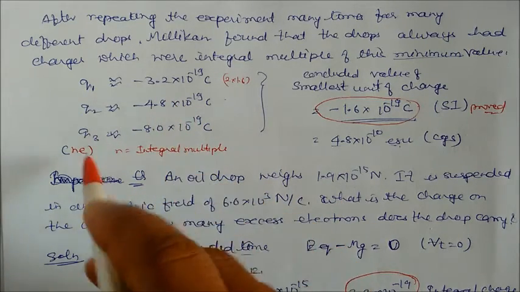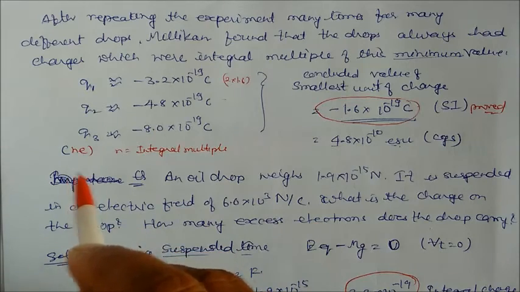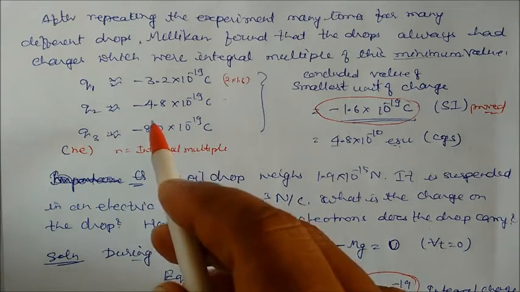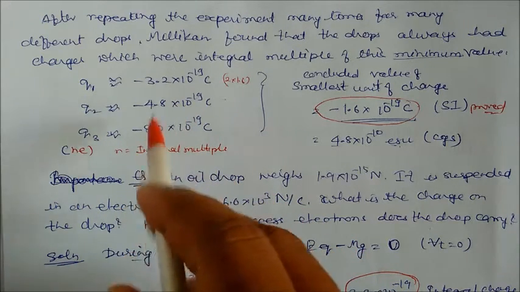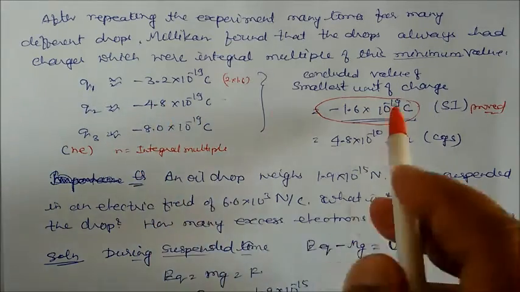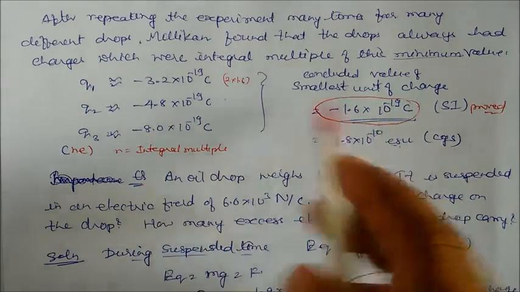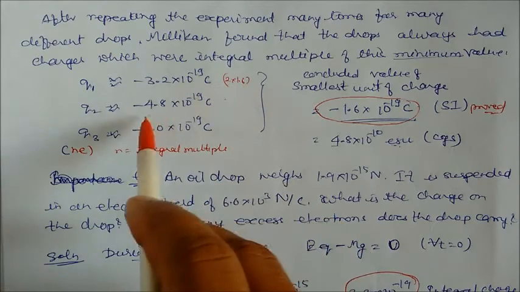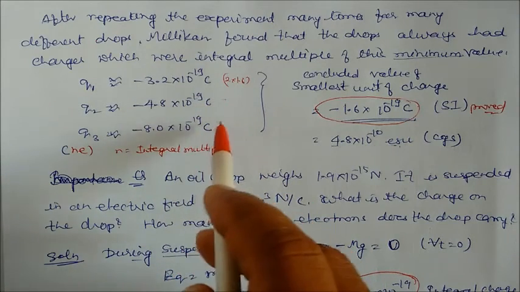Some multiple is there. This means the charge is n into e. So what could be the minimum value? From this we can guess that the minimum value of the charge could be 1.6 into 10 power minus 19. Then this is 2 into 1.6, this is 3 into 1.6, this is 5 into 1.6.